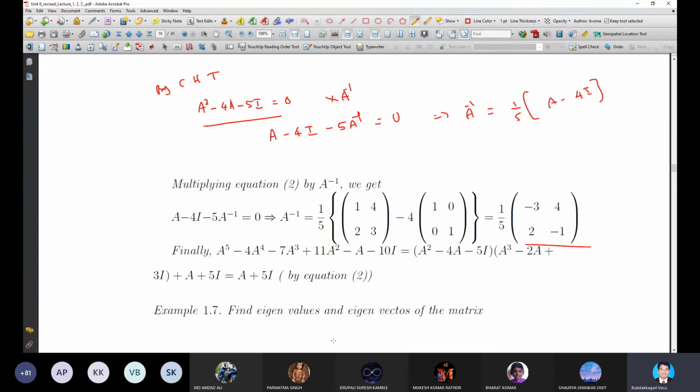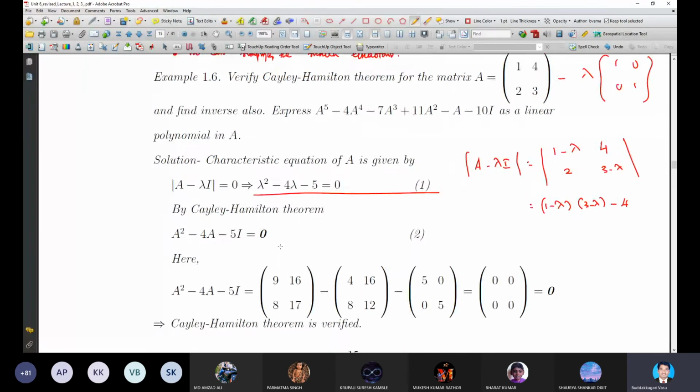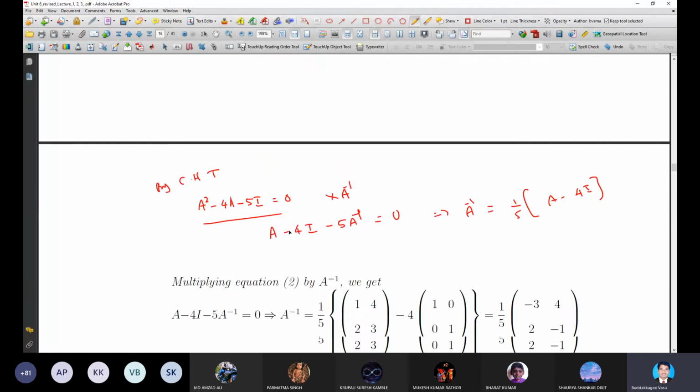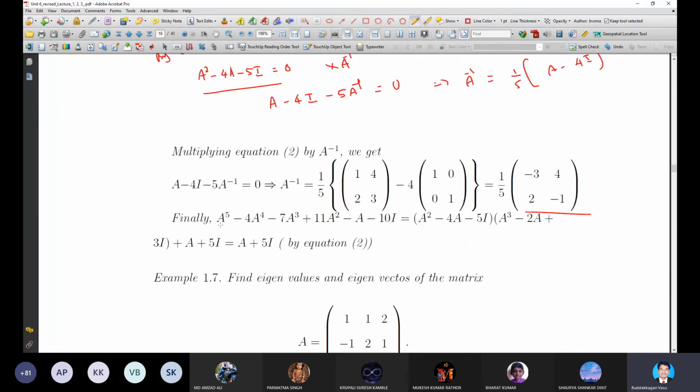And to find another, there is no power now, just find A inverse only. Okay, then express this matrix polynomial as a linear polynomial in A. You see that expression we can take: A power 5 minus 4A power 4 minus 5A cube plus 11A square minus A minus 10I. We rearrange this and factorize it. We get the factor A square minus 4A minus 5I into (A cube minus 2A plus 3I) plus A plus 5I.